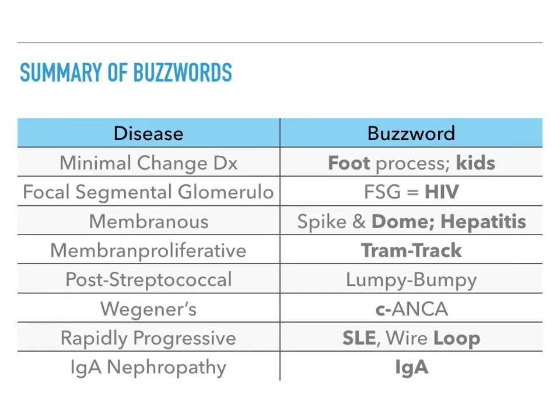Here is a summary slide of everything that you need to know from this video today. These are a summary of the buzzwords. In review, minimal change disease, know that it occurs in kids, and then you have effacement of foot processes. Focal segmental glomerular sclerosis, FSG, HIV. Know that it occurs in HIV patients. Membranous, you want to be a member of the club, suck some dick, which means give some dome. Who might do that? Patients with hepatitis looking to score some IV drugs. Membranoproliferative, proliferative means you go fast. Like what? Like a train on a tram track.